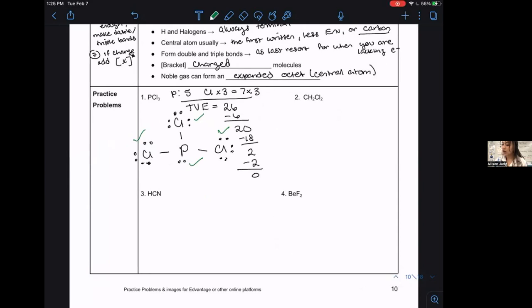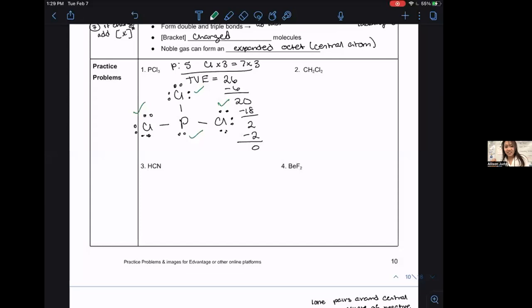Let's have you do number 2 by yourself, and then I'll walk you through number 3 and number 4. Okay, for this one, this was unique because remember, carbon tends to be the central, so you should have set it up like something like this. I don't really know where you put your H's. Maybe you put them above. I don't know, but that's the idea.